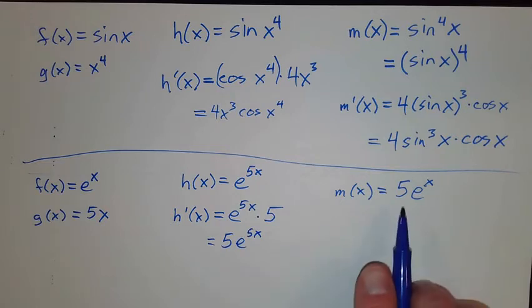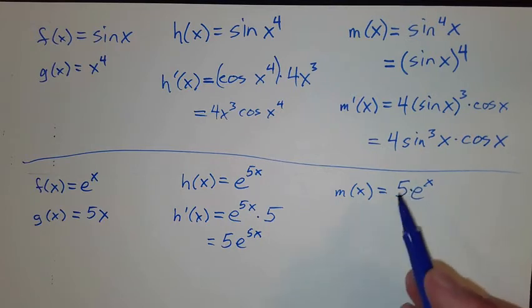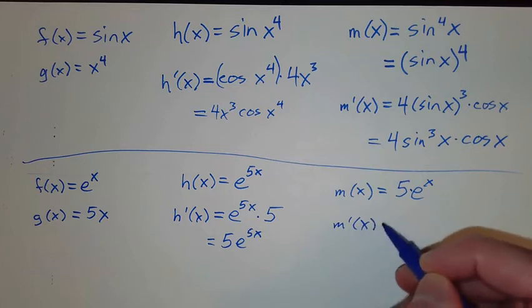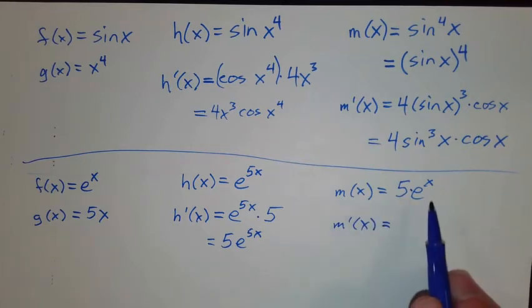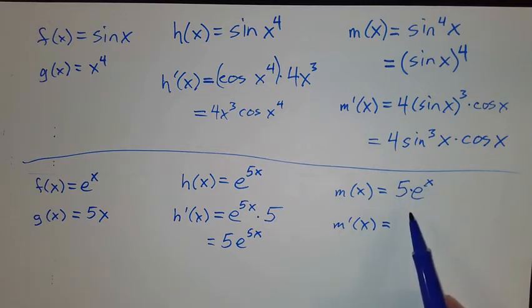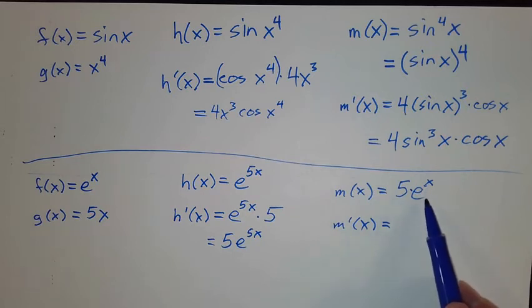And then contrasting that with what I've got going on here, I've got 5 times e to the x. Now this one's kind of interesting because all I have here is a constant times a function that I know how to differentiate. So as I take the derivative, well, the derivative of 5 times something is just 5, but then times the derivative of the something, and the derivative of the something is e to the x. So I honestly wouldn't even think about this one that way. I wouldn't think of this as a chain rule problem because all I really have is a constant times a function that we know how to differentiate.